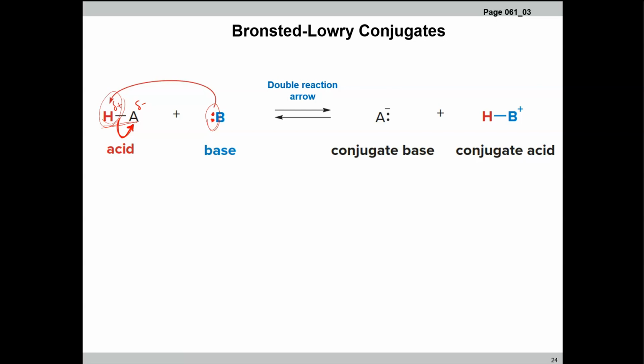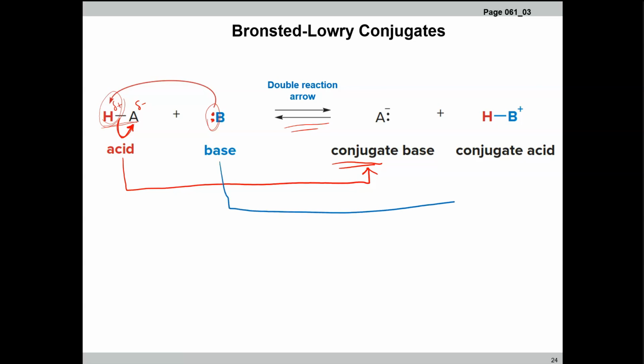So here we have that in the middle, a double arrow is saying that this reaction can really go both ways. It's not just a one direction reaction. The acid and base can fall apart and come back together. Once we get to the other side of this arrow, there are two new terms now. The acid turns into the conjugate base, and the base is going to turn into the conjugate acid.